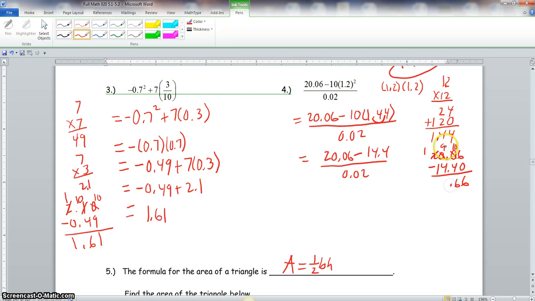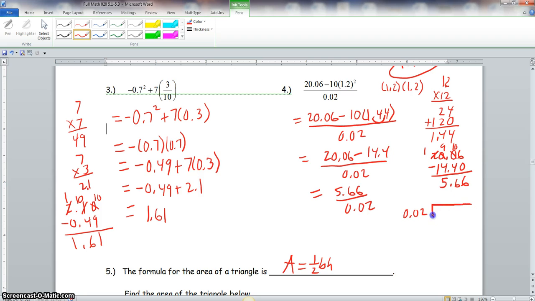We bring down our decimal. 9 minus 4 is 5, and 1 minus 1 is 0. So we will have 5.66 divided by 0.02. Now we have to divide. Now, we will go off to the side here.